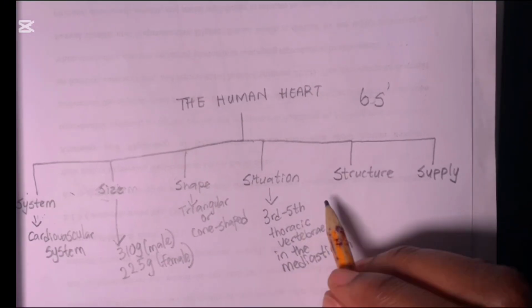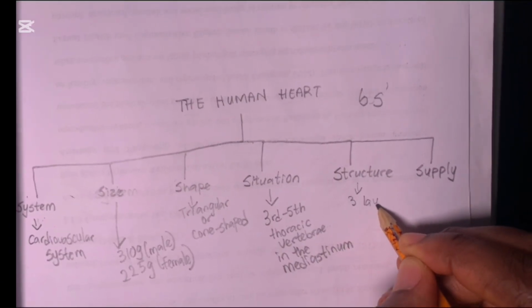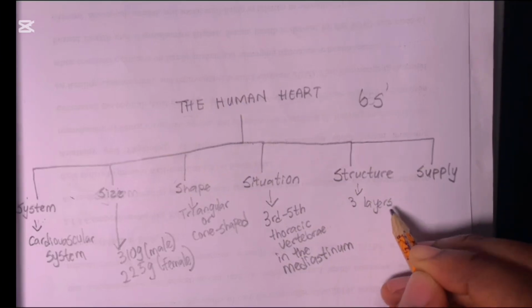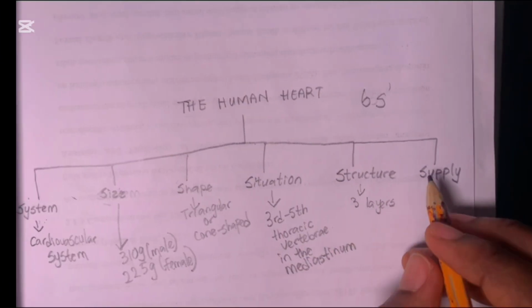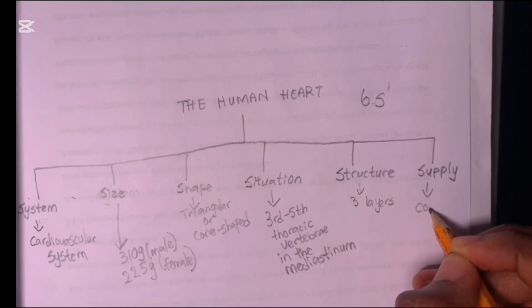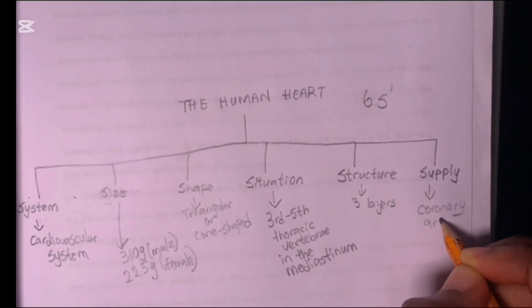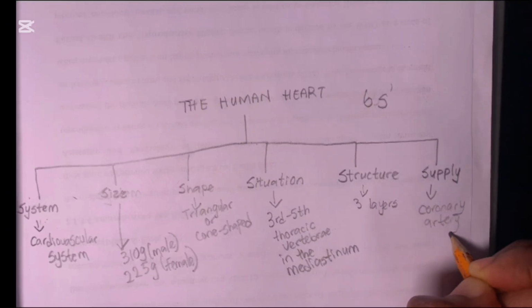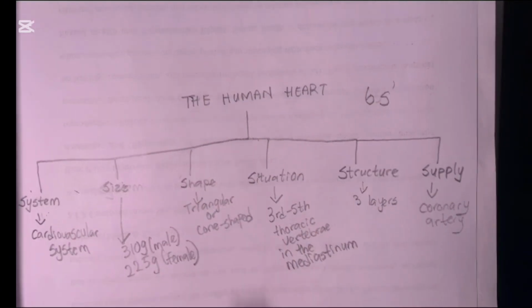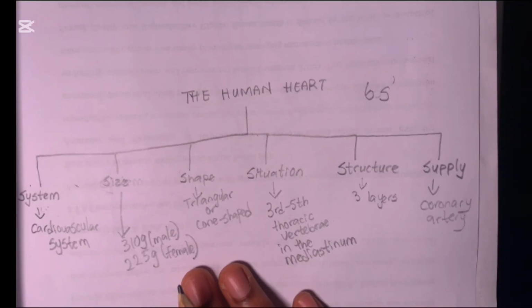So what is the structure of the human heart? It has 3 layers, which is the pericardium, myocardium, and the endocardium. And what is the supply for the human heart? The supply for the human heart is the coronary artery. So I hope this was able to jog your memory. So let's move on to the blood flow through the heart.